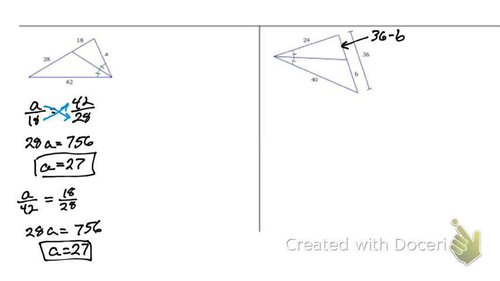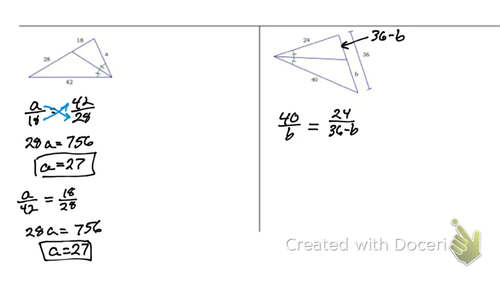Now we can go back to our theorem and do something like, I picked 40 over b. What does 40 over b equal? Can someone give me the other side of that equation? I picked 40 over b. What's the other side of that equation? Someone I haven't heard from yet. Krupa. 24 over 36 minus b.